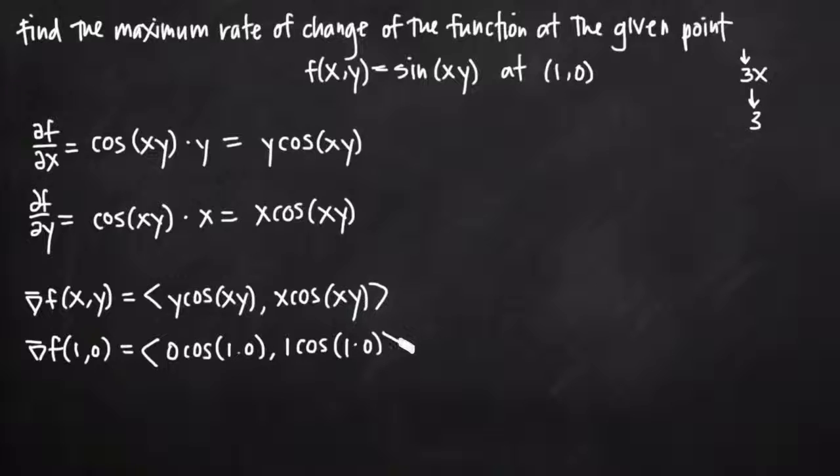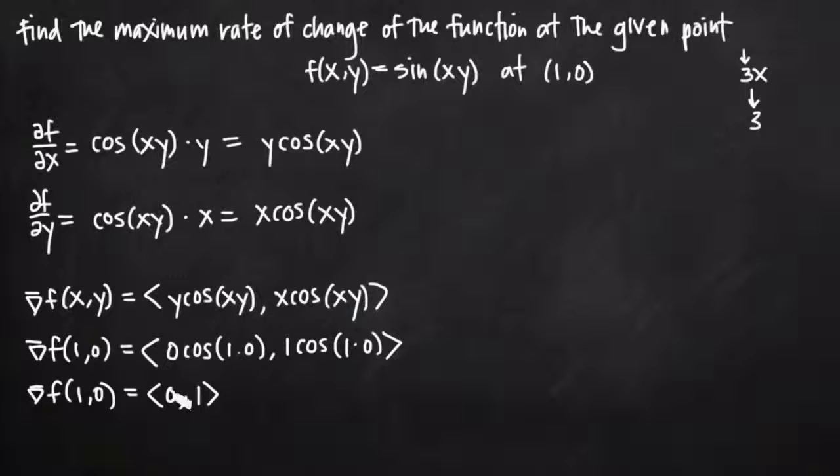And now at this point, we can just simplify. The gradient vector of f at the point 1, 0 is going to be equal to 0 times this cosine value here. Obviously, it's just going to give us 0, so we get 0 there. And here we have 1 times cosine of 1 times 0. In other words, cosine of 0, which is just 1. So our gradient vector here is the vector 0, 1.